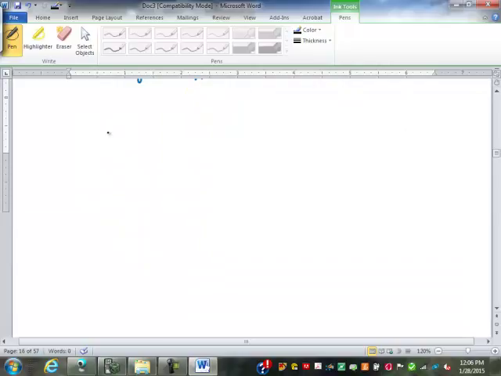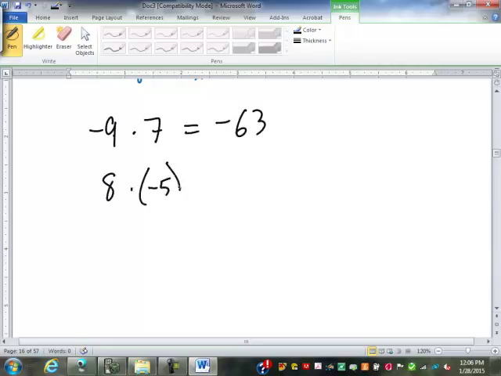So I'm going to have you guys yell out the answer for these. Negative 9 times 7 then has to be negative 63. Good. Negative times a positive is a negative. 9 times 7 is 63. 8 times negative 5 is going to be positive or negative? Negative 40. Good. Negative 11 times negative 7 will be positive 77. Good. A negative times a negative is a positive.